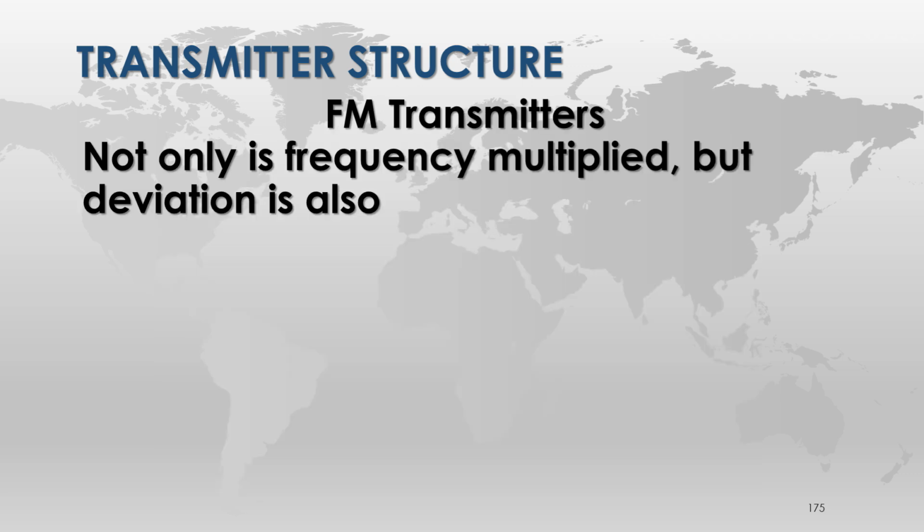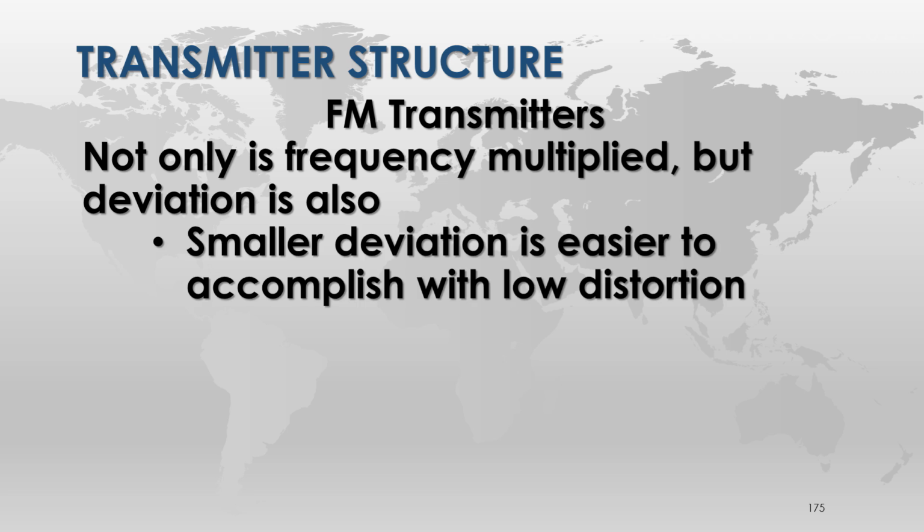In an FM transmitter, not only is frequency multiplied, but deviation is too. So if you have some deviation in there, it's going to multiply it. Smaller deviation is easier to accomplish with low distortion.